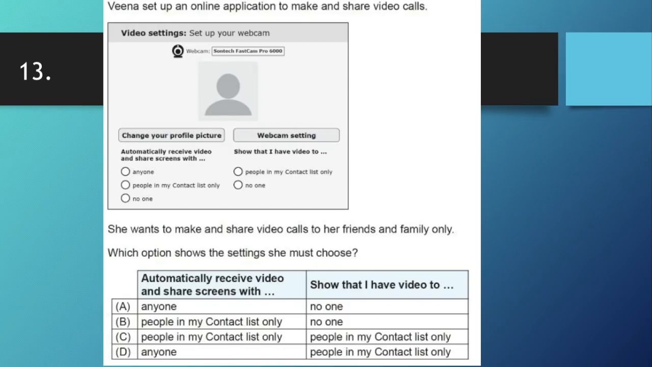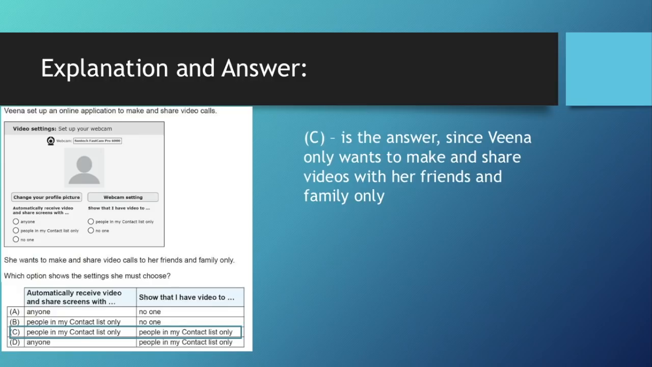This question is about identifying what video sharing settings you must use. C is the answer, since Veena only wants to make and share videos with her friends and family only.